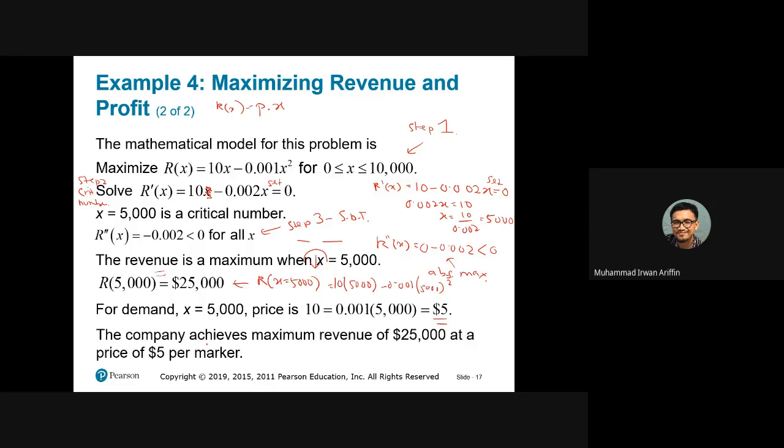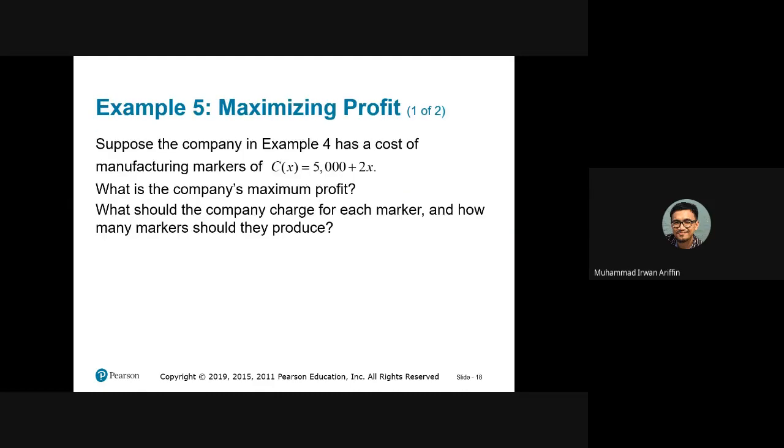So the company achieved maximum revenue of 25,000 at the price of $5 per marker. And this is the answer to the question. So as simple as this. This is basically the application of the first derivative and second derivative test with regard to optimization. Okay, so maybe another example, maximizing profit.